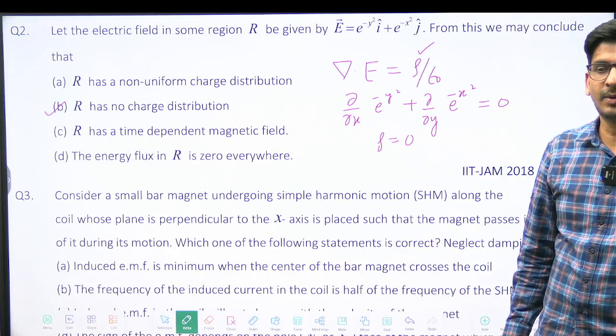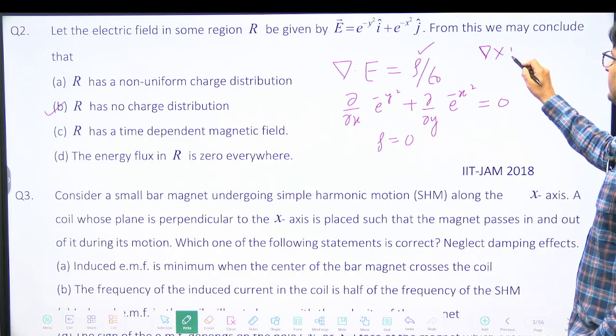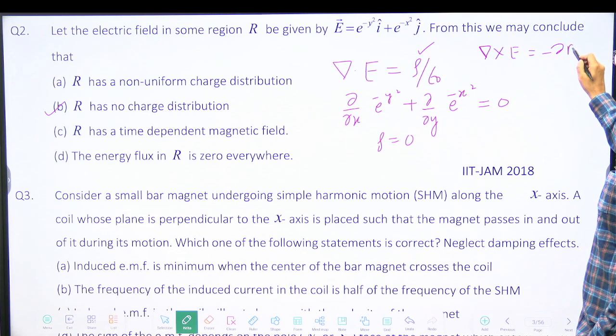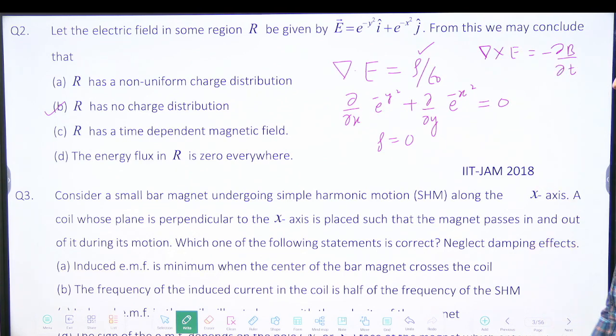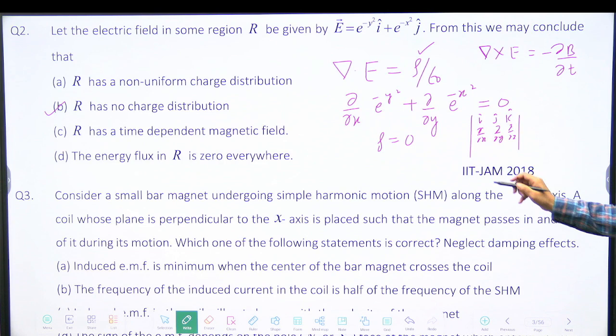they want to talk about Faraday's law. So del cross E is equal to minus del B by del t. So divergence is 0, so maybe curl is there. You have to check. So it will be I cap, J cap, K cap, del by del x, del by del y, del by del z, and e to the power minus y square, e to the power minus x square, and 0.